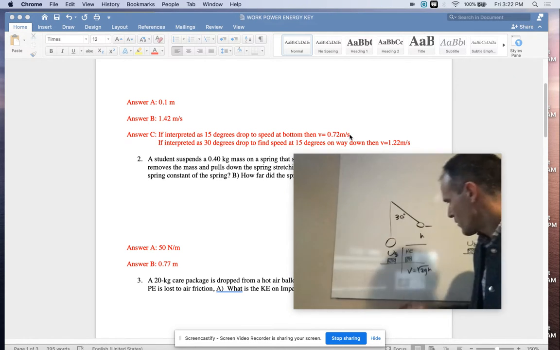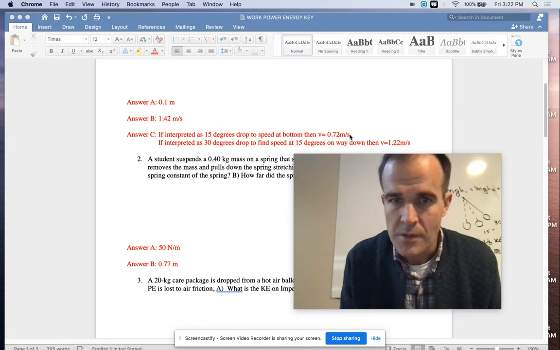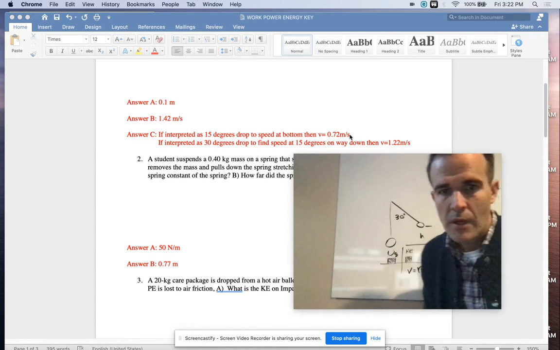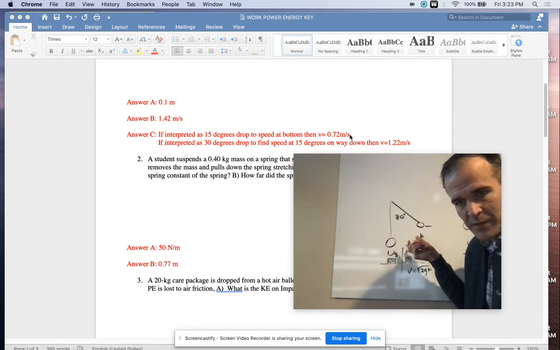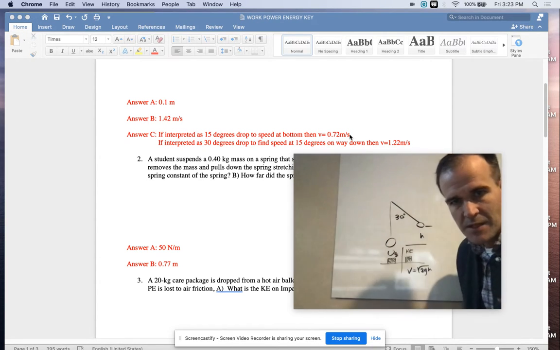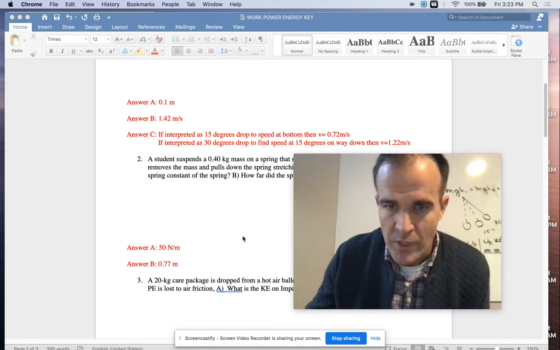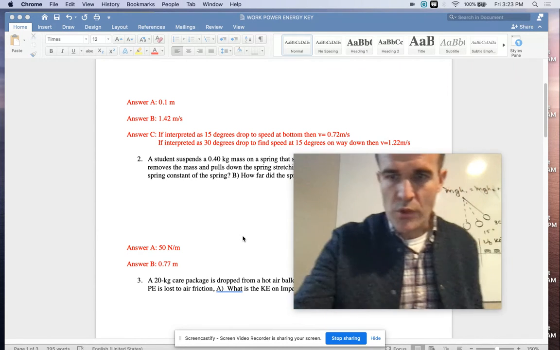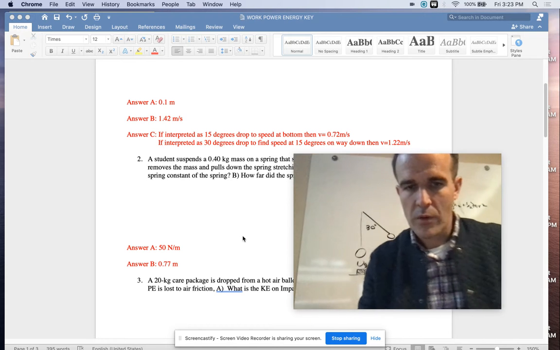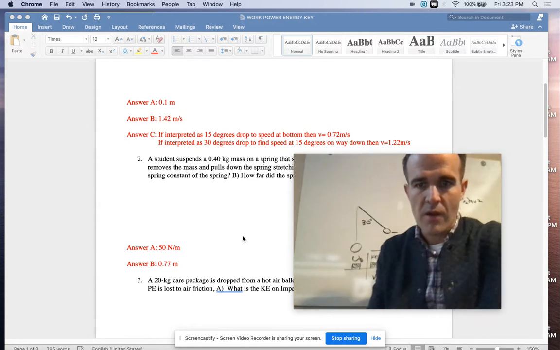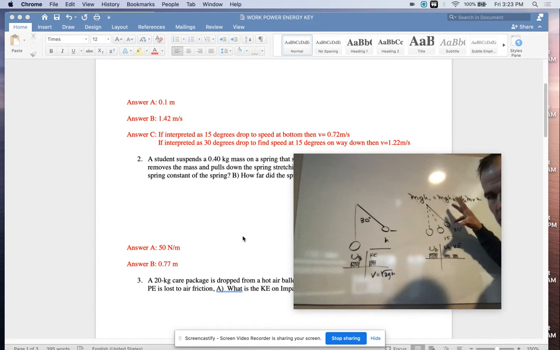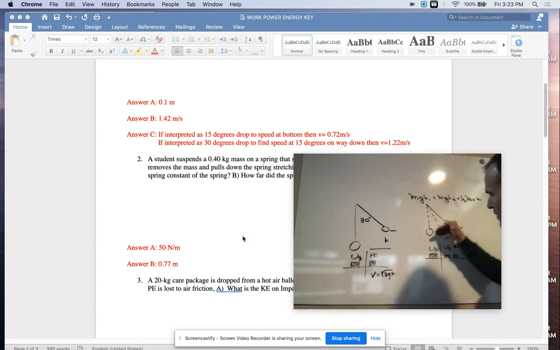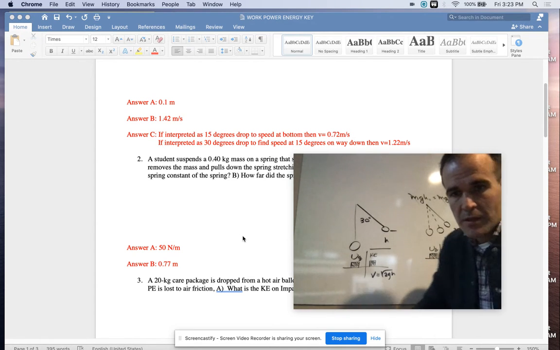You just find the new height at 15 degrees, L minus L cosine theta. If you interpret it as pulling it back 15 degrees and letting go, it should be going 0.72 meters per second. But the question is supposed to be much cooler than that. It's supposed to be: as it swings past 15 degrees, how fast is it moving? So you pull it all the way up to 30, let go, and ask how fast it is moving as it swings through 15 degrees. Pretty neat.